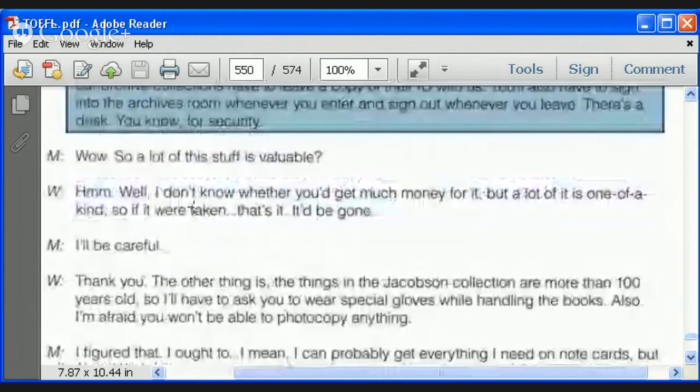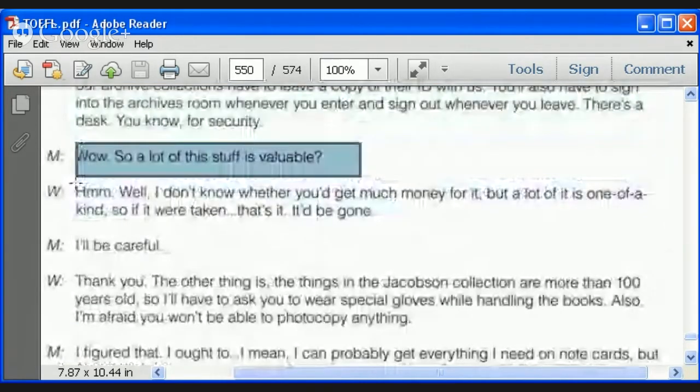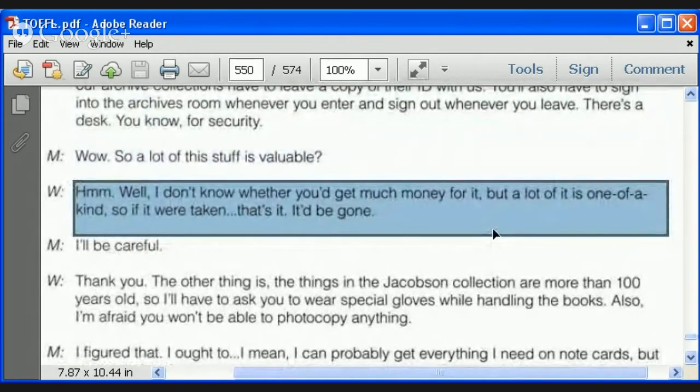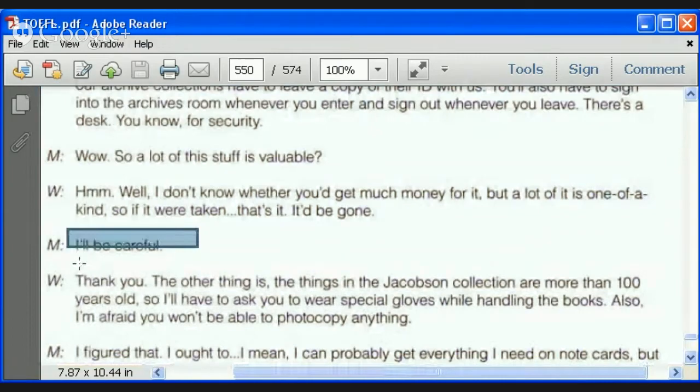Wow, so a lot of this stuff is valuable. Well, I don't know whether you'd get much money for it, but a lot of it is one of a kind. So if it were taken, that's it. It'd be gone. I'll be careful. Thank you.